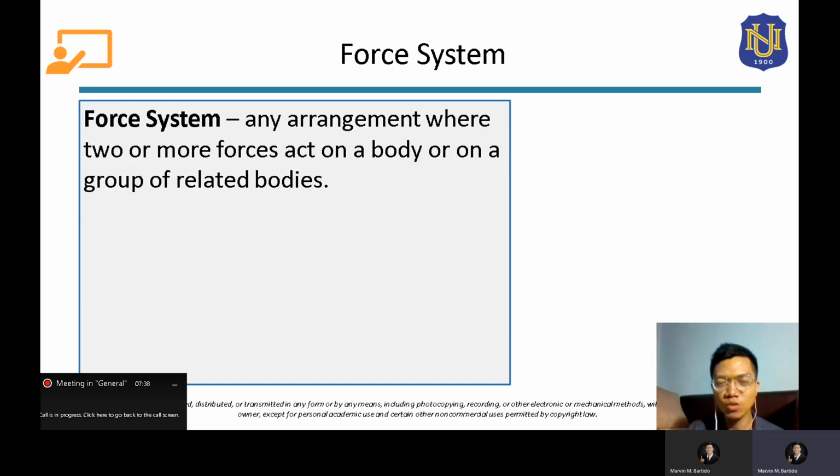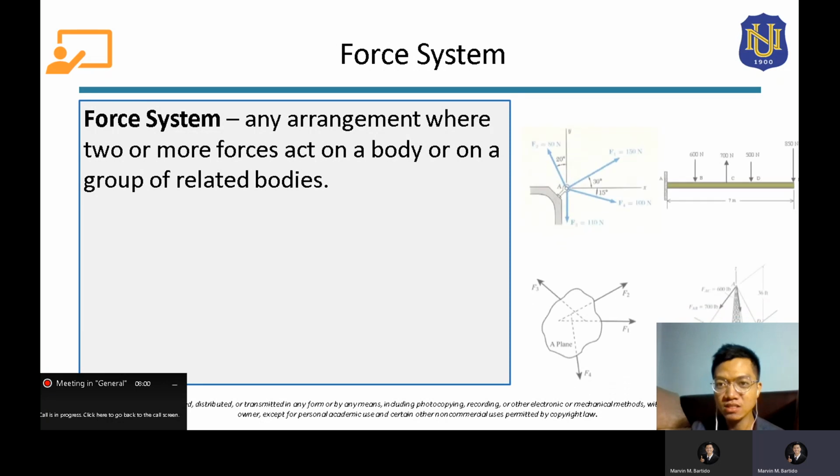Now let's define what a force system is. A force system is any arrangement where two or more forces act on a body or on a group of related bodies. A force system is always composed of two or more forces. If there is a body subjected to two or more forces, that is a force system. These are examples of force systems.